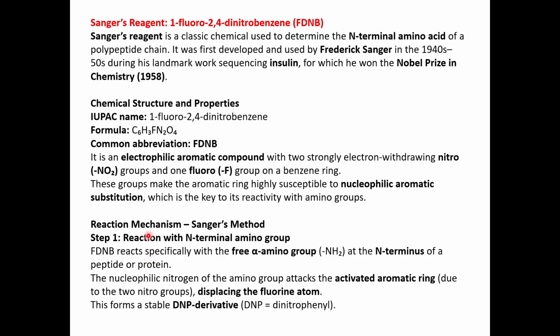The nucleophilic nitrogen that is present in the amino group attacks the activated aromatic ring of the FDNB. So due to the two nitro groups which it has, which is strongly electron withdrawing in its nature, this displaces the fluorine atom, and then this forms a stable DNP derivative. So it forms a dinitrophenyl derivative.